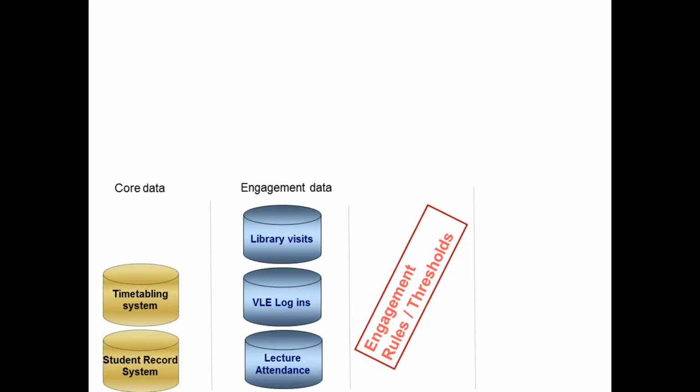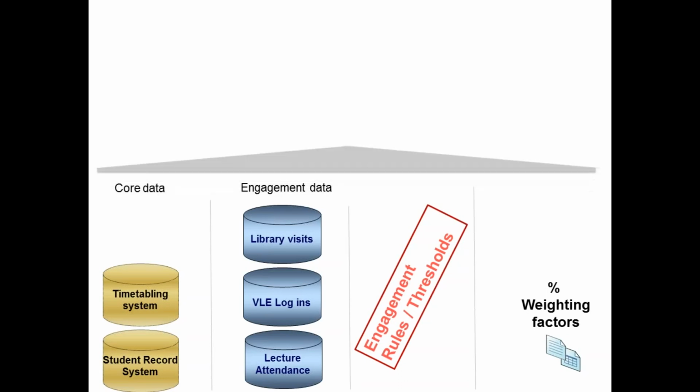You've then got some engagement rules that need to be put in. So what is a successful overall engagement level? Is it 75%? Is it 50%? At what level is a student at risk of a low engagement score? How many times do we expect the student to log into the VLE every week to get a successful score? How many library visits is deemed to be low? Then we have weighting factors, where we work out in what ratio these engagement factors are measured. Is lecture attendance score higher than, for example, the library attendance? So we need to weight the information.